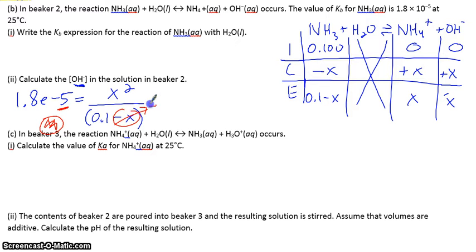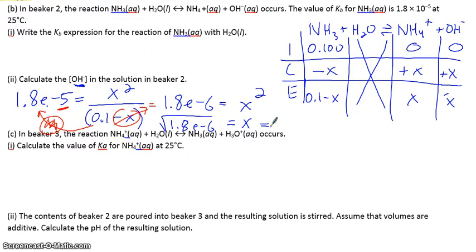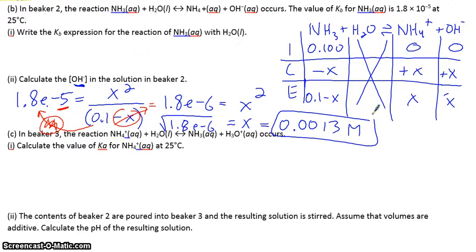And this is where the shortcut to the ICE box comes. So then let's solve the equation as it is. If you move the 0.1 this way, you got yourself 1.8e-6, because that times 0.1 gives you 1.8e-6, equals x squared. So x is going to be the square root of 1.8e-6, which gives us a value of 0.0013 molarity. So this is how you would solve it.